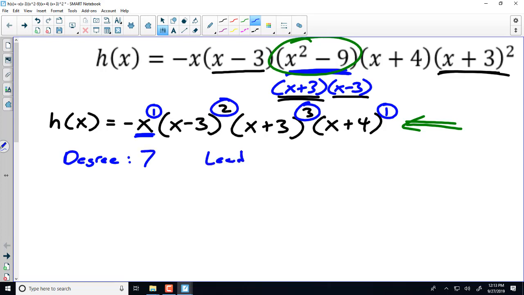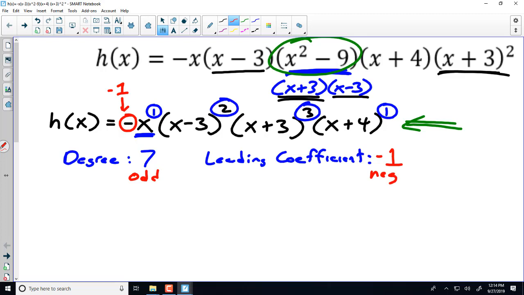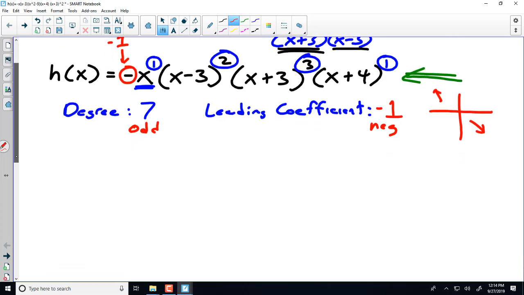The leading coefficient. Well, some people might think the leading coefficient is negative x because there's a negative x in front. However, the leading coefficient never has an x in it, it's just a number. And we can't actually even see the number, that's the frustrating part. This negative sign in front is actually a negative 1, and negative 1 is our leading coefficient. So because we have an odd degree here and we have a negative leading coefficient, we know that we get this type of end behavior. Rises left, falls right.